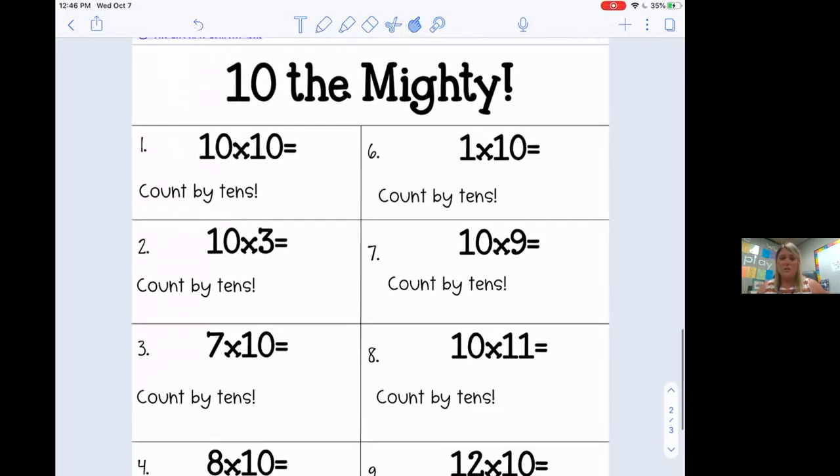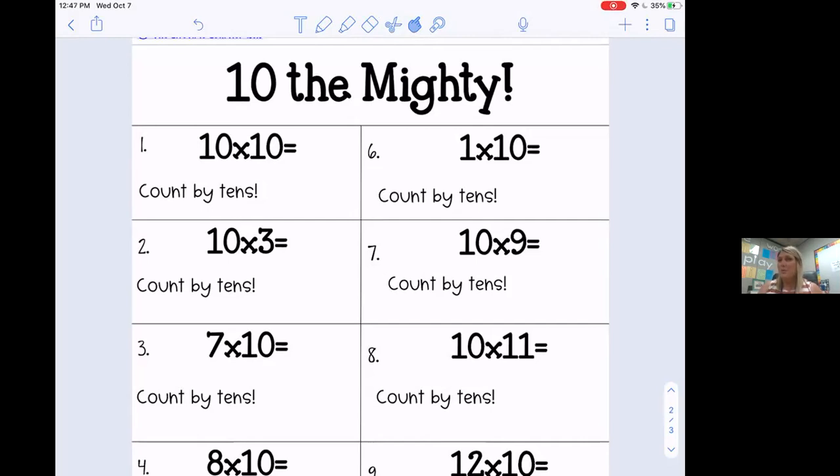Now, let's do a few of these together. I'm not necessarily going to do these in number order because I'm going to move across the screen, and we may not get to all of them before we stop. But I want to make sure that we know how to count by 10. So let's get started. The first one says count by tens, 10 times 10.